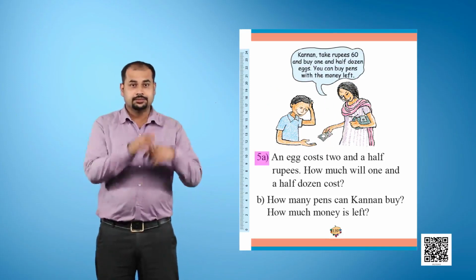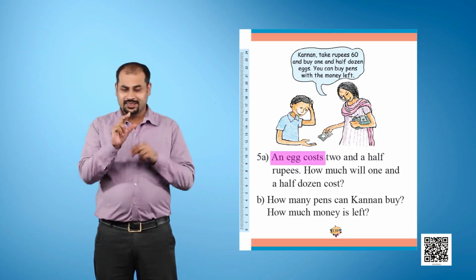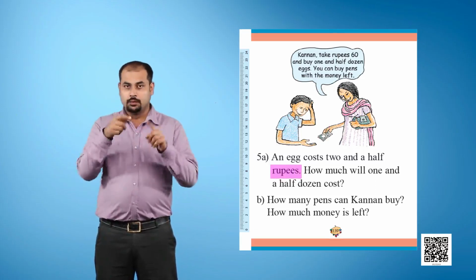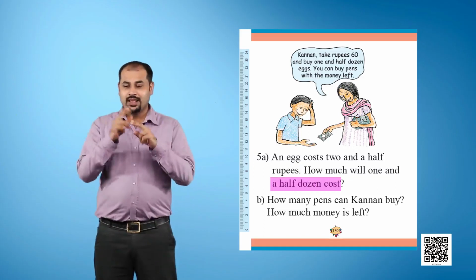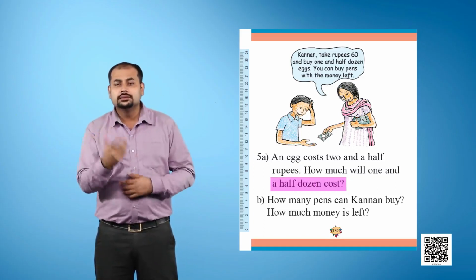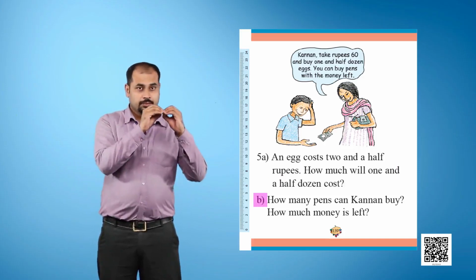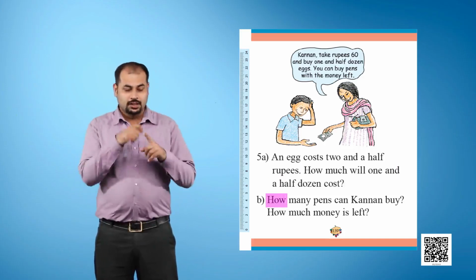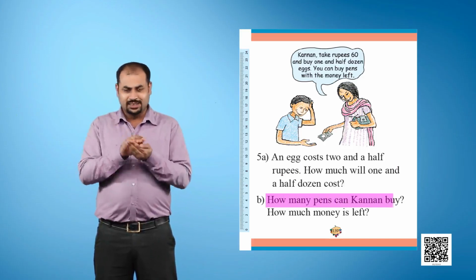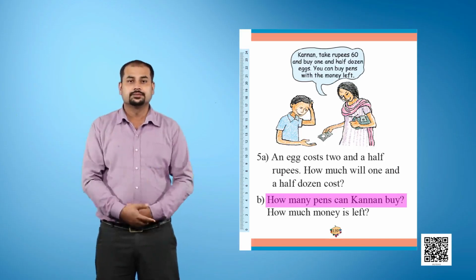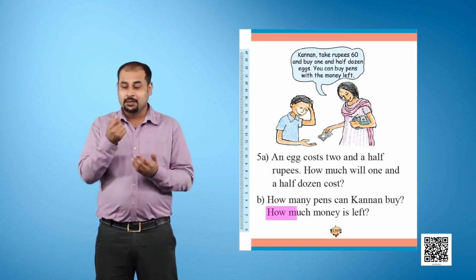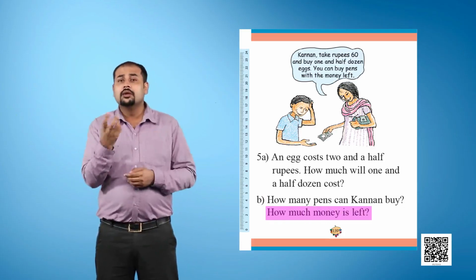Part A. An egg costs 2.5 rupees. How much will 1.5 dozen cost? Part B. How many pens can Kannan buy? How much money is left?